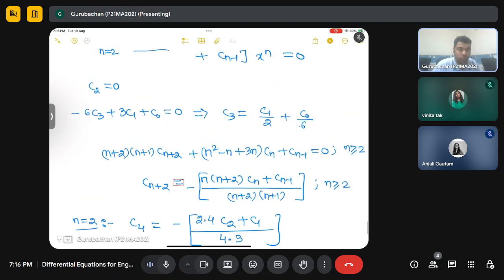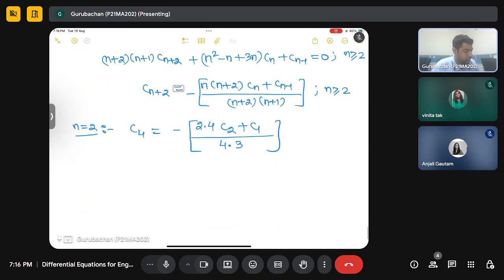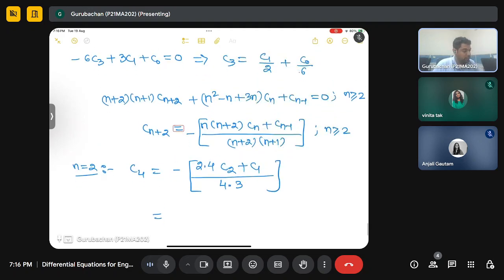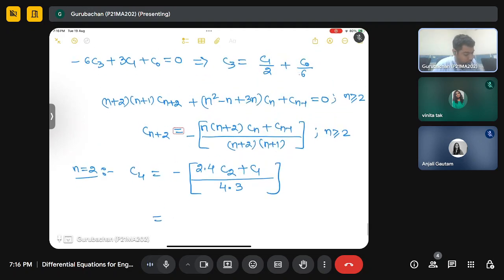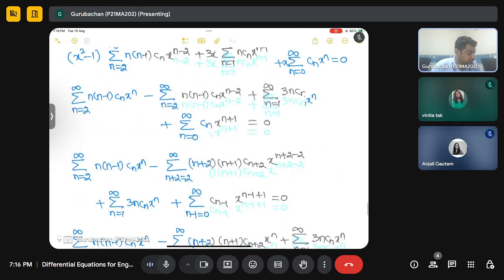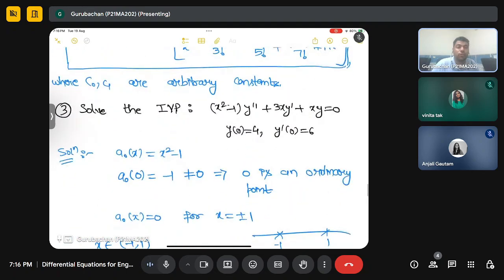If you will observe, C2 was 0, so it will be 0, and this C4 will be in terms of C1, so minus C1 by 12. Or you can play a little smart. You have given this condition y0 is 4. Y0 is 4 means C0 is nothing but 4. And y dash 0 is 6 means C1 is nothing but 6.